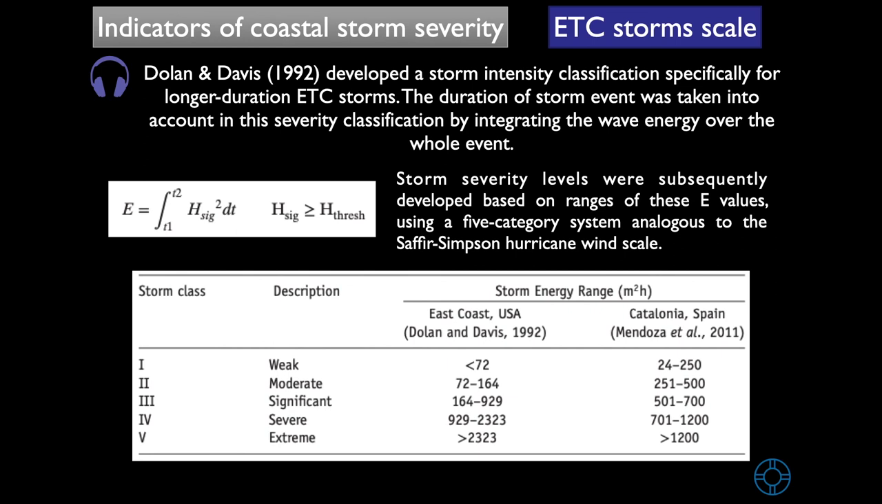This table shows the coastal storm severity classifications for the coastlines of the east coast of the USA and Catalonia, Spain, based on the total storm energy methodology as explained. Storm class 1 is described as weak, and the E value is below 72, and for Catalonia between 24 and 250. Storm class 2 is moderate, storm class 3 is significant, storm class 4 is severe, and storm class 5 is extreme. And there are variations in the E values. Maybe this is an interesting scale to apply locally for the coastal regions of your interest.